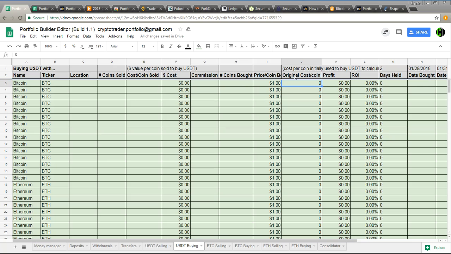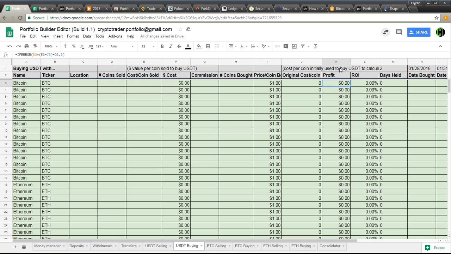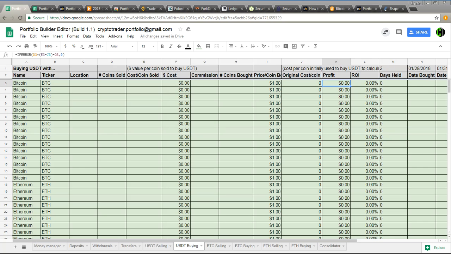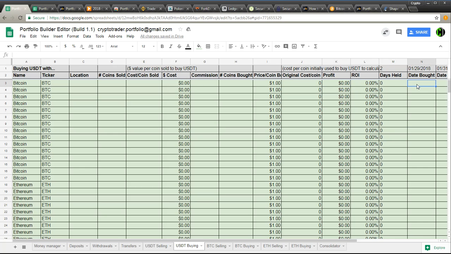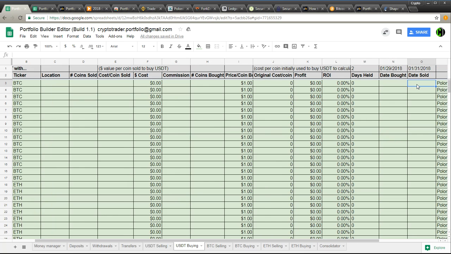Then in column J, we need to look at the original cost of the cryptocurrency that is being sold when we first bought it. So if it's a Bitcoin, we would look back to our deposits perhaps to see the very first time we purchased a Bitcoin and what was the cost per coin. And that is how we'll calculate the profit generated from that transaction. The date bought. This is important. If you hold for over a year, your tax rate is considerably lower, almost half in America. And then the date sold.